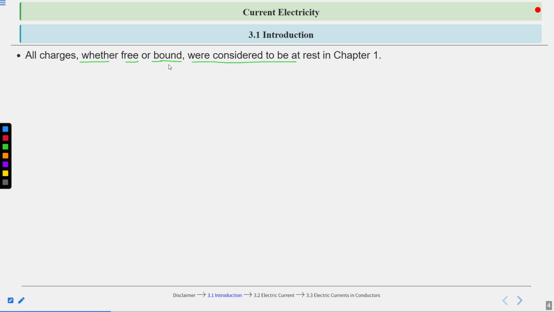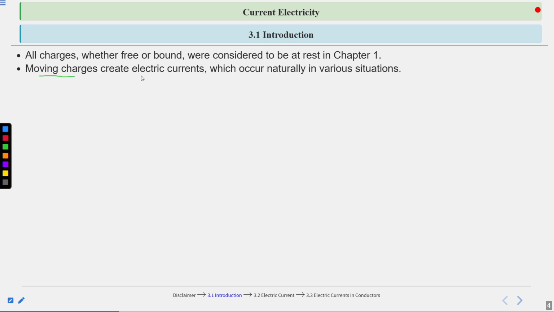When charges are stationary and the distribution of charges is completed, the charges redistribute themselves and become stationary. We didn't deal with the flow of charges, the movement of charges, in chapter 1. Now in chapter 2, what we are going to do is deal with moving charges. Okay, charges in motion.